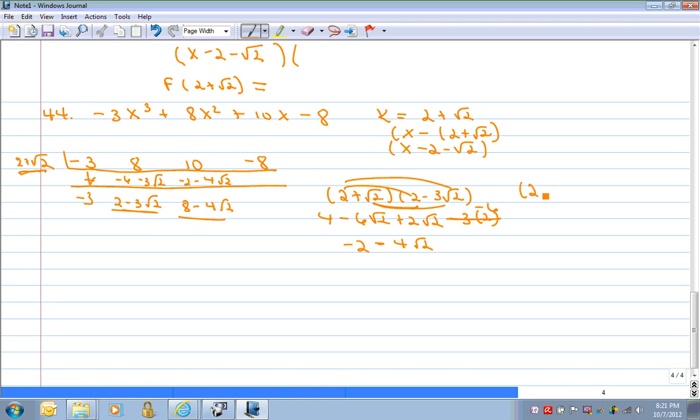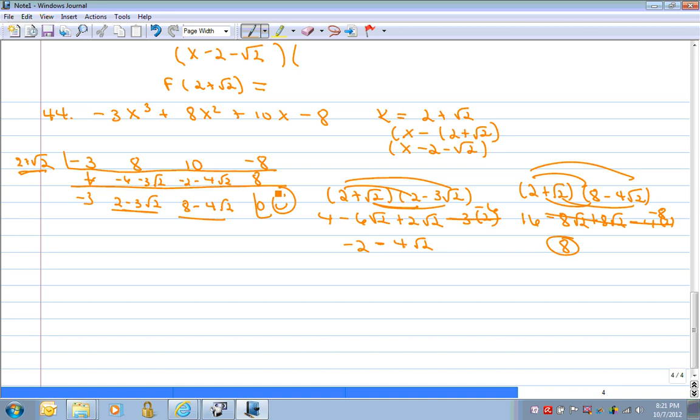So we have 2 plus the square root of 2 times 8 minus 4 square roots of 2. So 2 times 8 is 16, and then 2 times negative 4 would be negative 8 square roots of 2. And then we go this way, the square root of 2 times 8 is positive 8 square roots of 2. Right there I got a cancellation. And then we have the square root of 2 times negative 4 square roots of 2. That's negative 4, square root of 2 times the square root of 2 is 2. So negative 4 times 2 would be a negative 8. We have a positive 16 and a negative 8, which gives us 8. So 8 is what goes in the blank, and that would cancel out and become a 0, which we're really happy about.